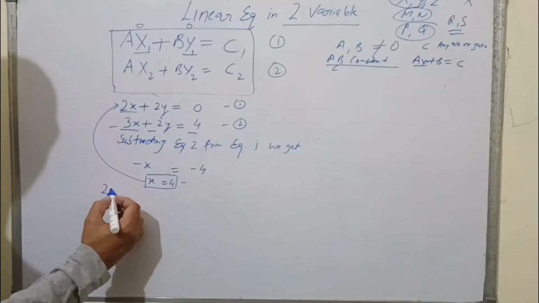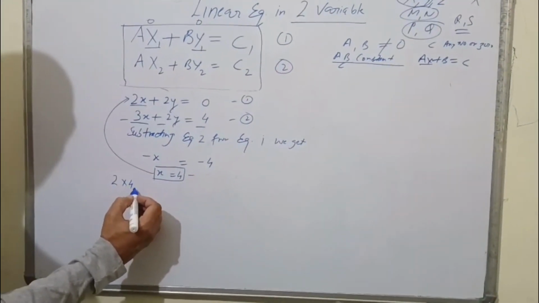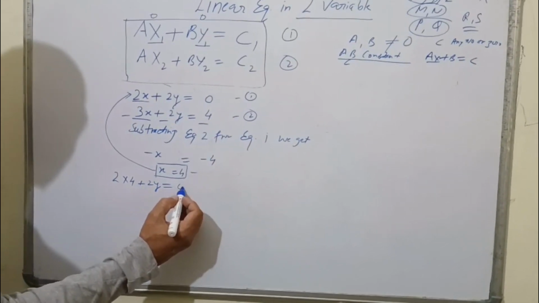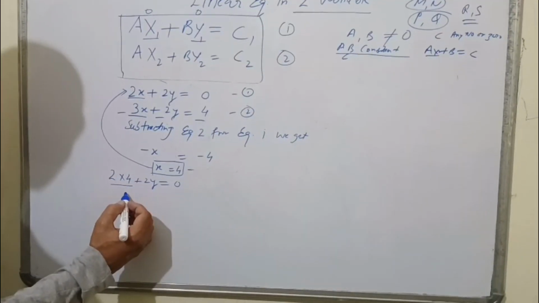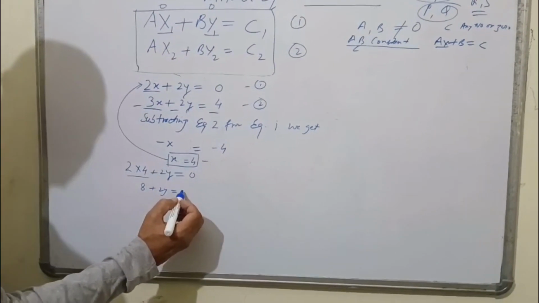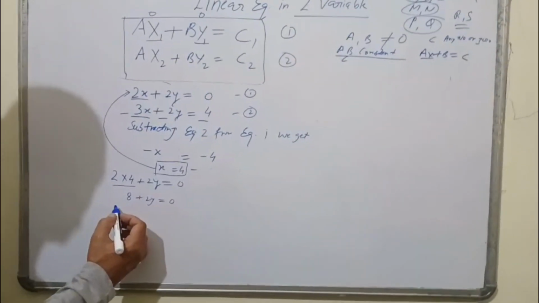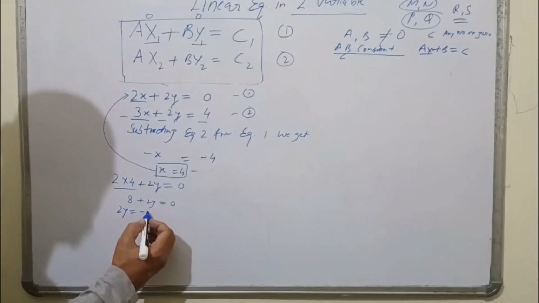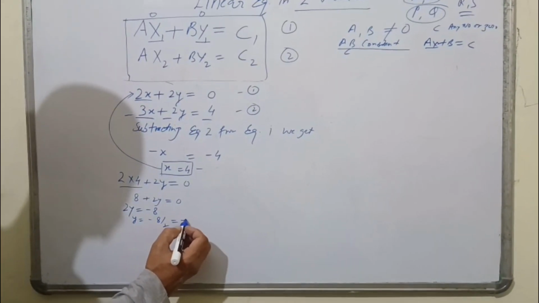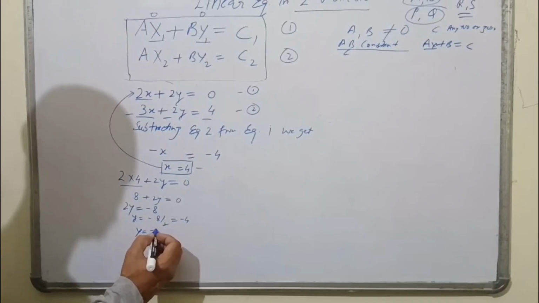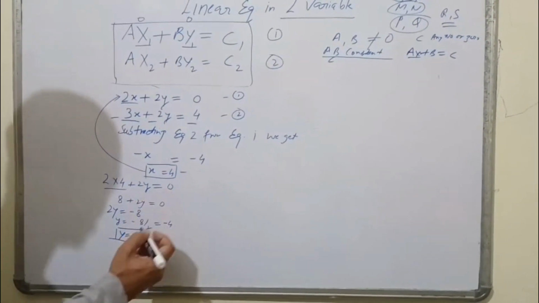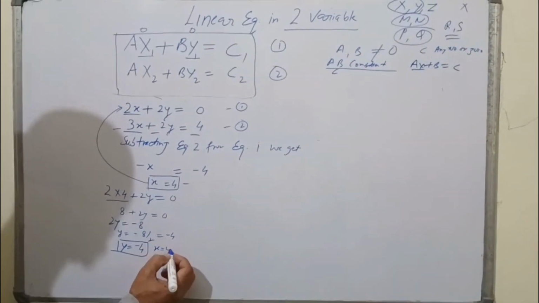So 2x, 2 into 4 plus 2y is equal to 0, correct? So 2 fours are 8. 8 plus 2y is equal to 0. That means 2y is equal to minus 8, right? So y is equal to minus 8 by 2, which is minus 4, correct? So the value of y is minus 4. Now we have the value of x and y. Let's write them together here.